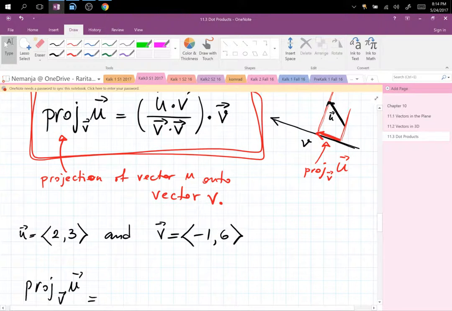It's just plug and chug. You'll have to memorize this formula if you don't want to figure out the derivation for it.